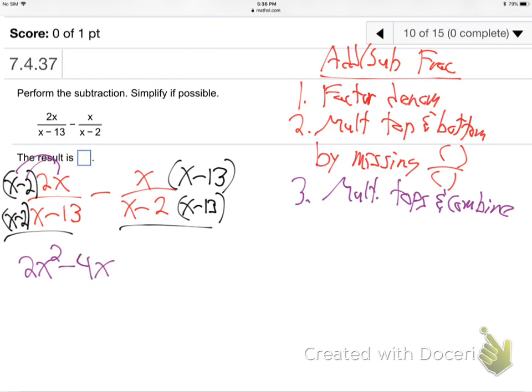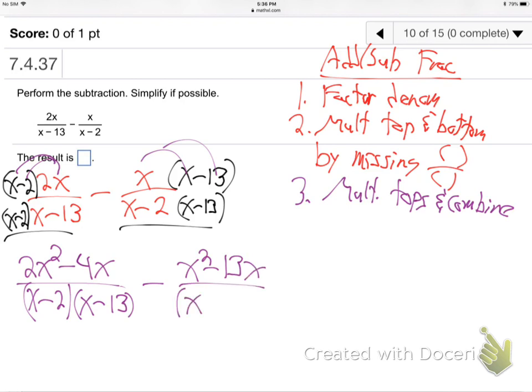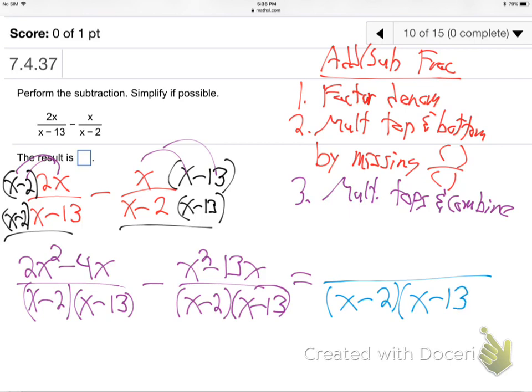2x squared minus 4x over x minus 2 times x minus 13, minus x squared minus 13x over x minus 2 times x minus 13. Now combine into one fraction. Combine and multiply the tops and combine.